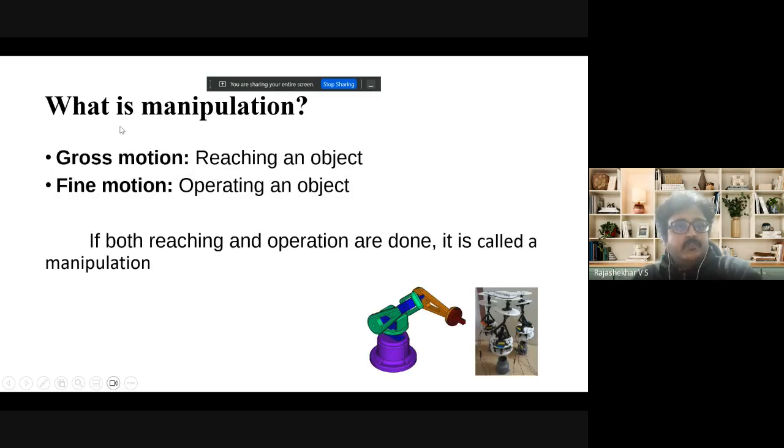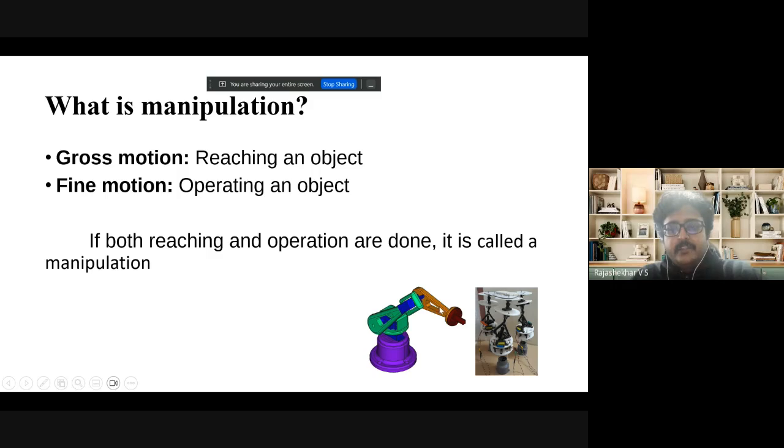Coming to the question, what is a manipulation? Manipulation is of two types. It consists of gross motion and fine motion. The gross motion is for reaching the object. The fine motion is for operating on the object. If both reaching and operation are done, then it is called a manipulation. So it need not be a robotic arm just like this. It can be a parallel robotic manipulator, something like this, which you can see on the screen, extreme bottom right. This is a parallel manipulator and this is a serial manipulator.